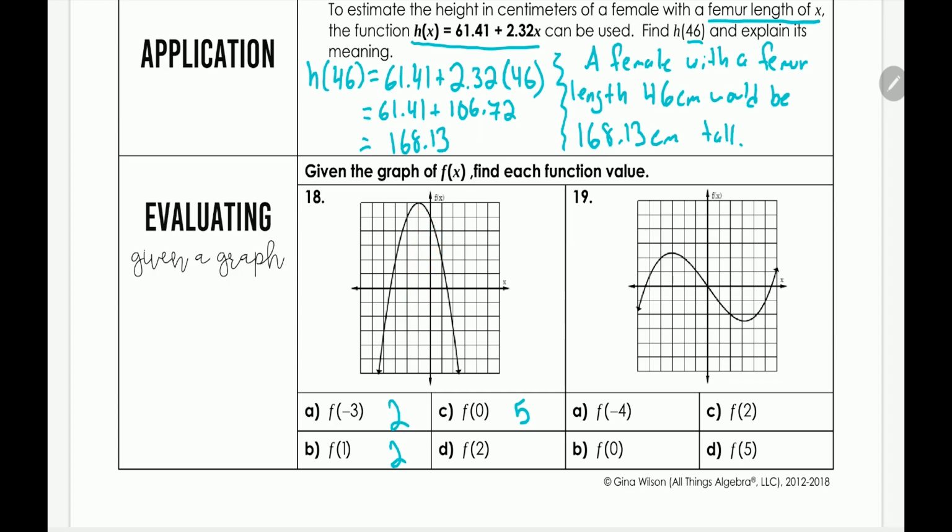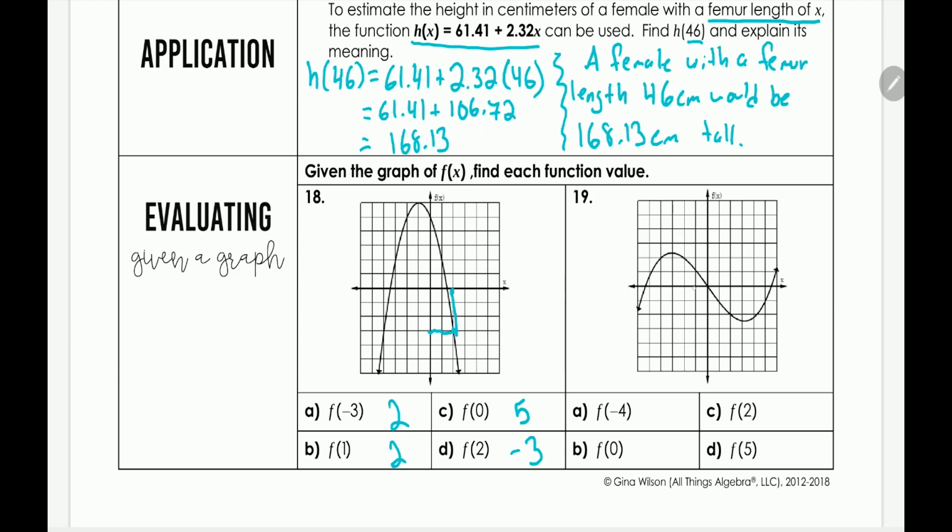And finally, letter D, we have f of 2. So we go to x equals 2, which is 1, 2, right here. And this time we have to go down to the graph till it touches. And it looks like it touches right there, so that would be negative 1, 2, 3. So that's what we have to do with number 19 as well. Looking at this, we have the function f of x. We're asked to find f of negative 4.